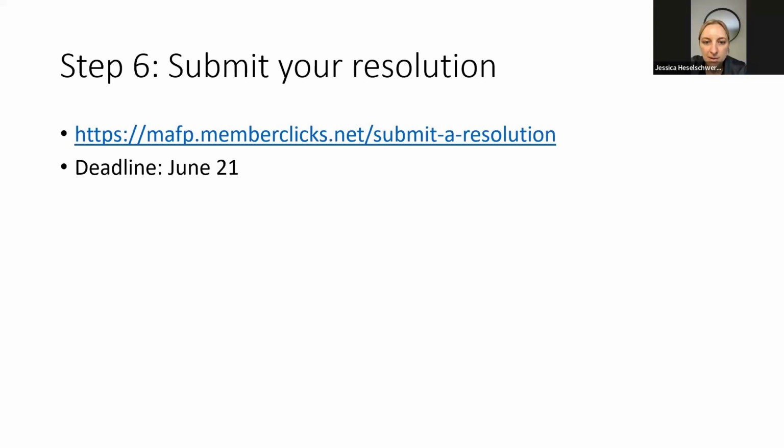And then last up is to submit your resolution. So I have linked the website here. You can also I think pretty easily find it on the MAFP website, but you want to make sure you do that by our deadline, which is June 21st, because we need to have time to look over the resolutions and make all of these suggested edits and things that we were talking about prior to the annual meeting. So make sure you do submit it by this deadline.